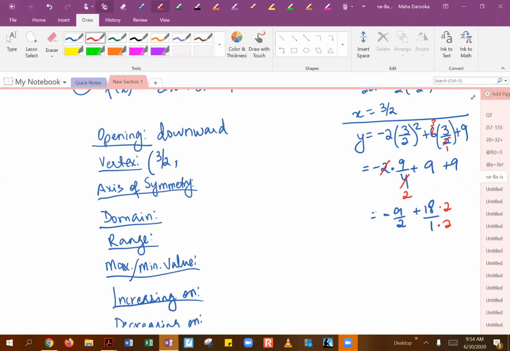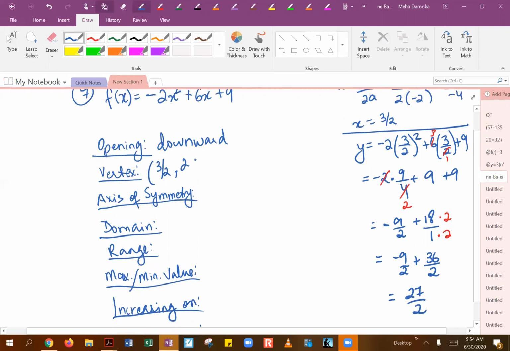And that will basically end up giving us negative 9/2. What will that be? 36 over 2. And that's where you get your 27/2 from. Yeah, so 27/2 is definitely the correct answer.